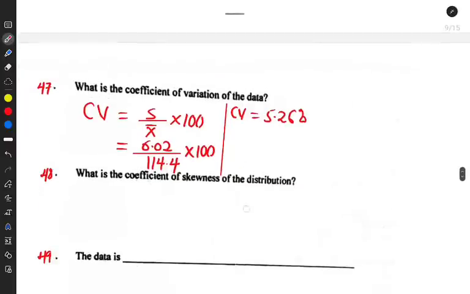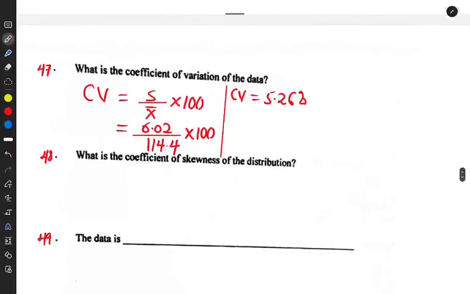Then question 48, what is the coefficient of skewness of the distribution? When it comes to skewness, we have two formulas. The first formula is skewness 1, equal to the mean minus the mode, divided by the standard deviation. The first formula is used where we have a strong mode value. Yes, that is the first formula.